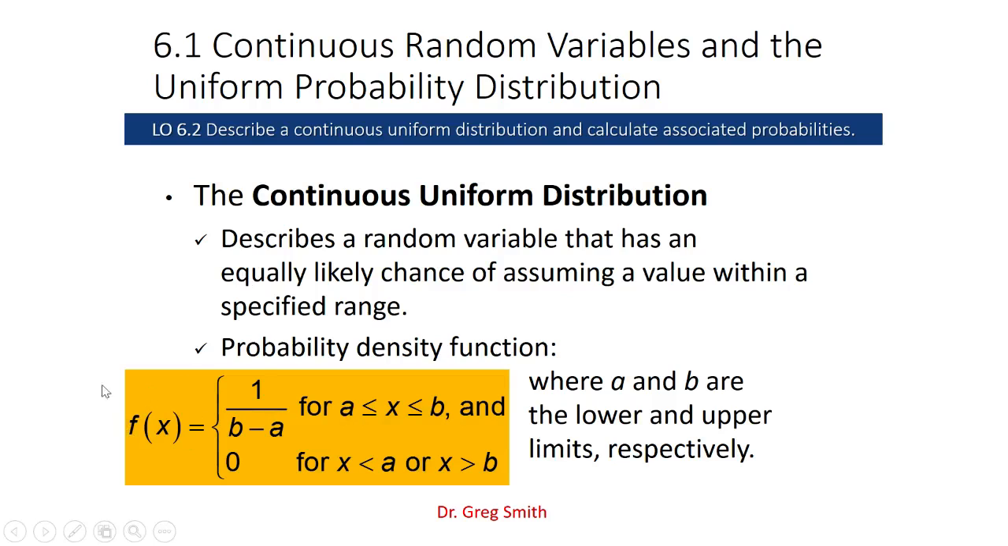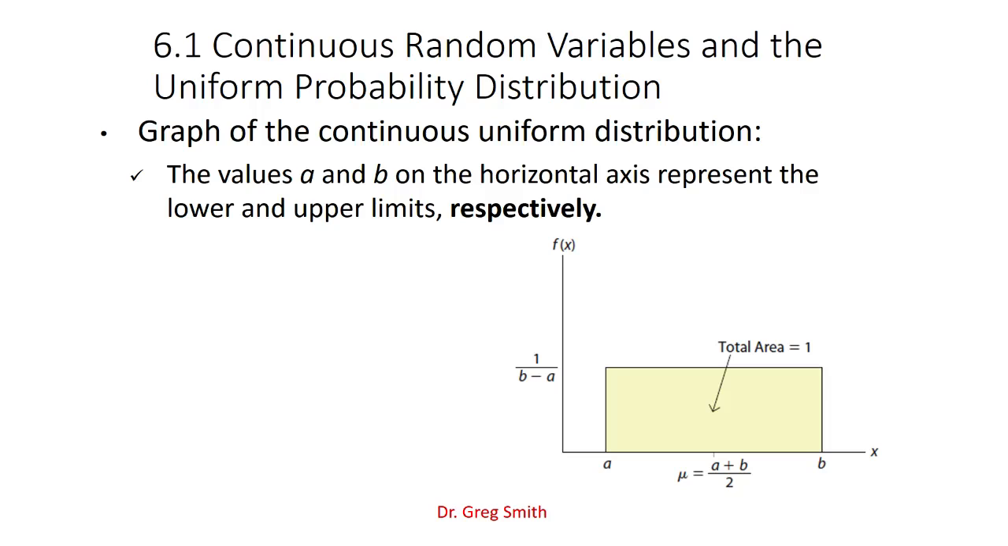That's what we're seeing here. Our PDF is 1 over B minus A for this value, because 1 over B minus A times B minus A, that's the difference between my endpoints, gives me 1. Anything else is 0. Anything. So for this, a better way to look at it is with a picture. The picture I'm showing is the total area. That area in the yellow is total area of 1. We know A is the low end, B is the high end. The difference, B minus A, when multiplied by the height, 1 over B minus A, gives me 1. So the PDF is this 1 over B minus A.